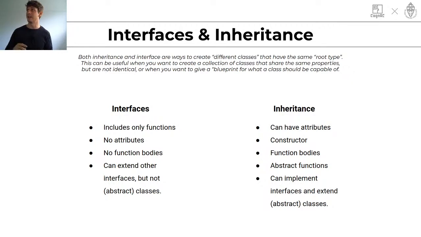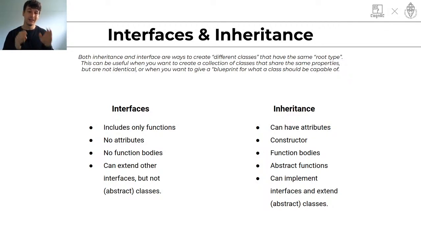So let's think of cats and dogs. Cats and dogs are both animals, right? They both sleep, they both eat, they both drink. It's just that dogs are a little bit better than cats. In that case, they both have the same subtype animal, and basically that's where you can use interfaces and inheritance.